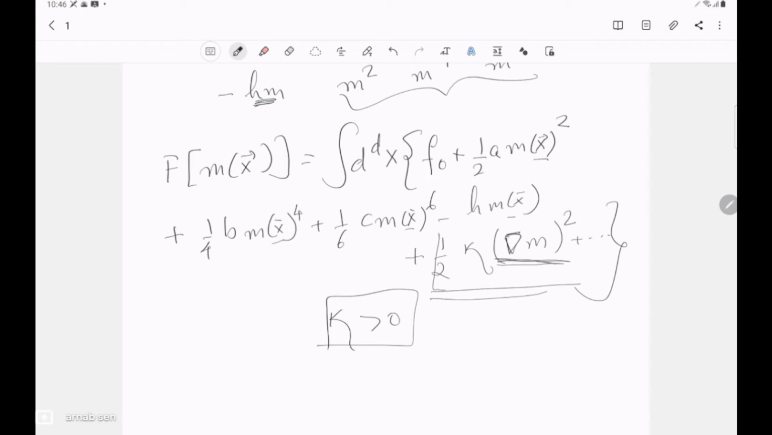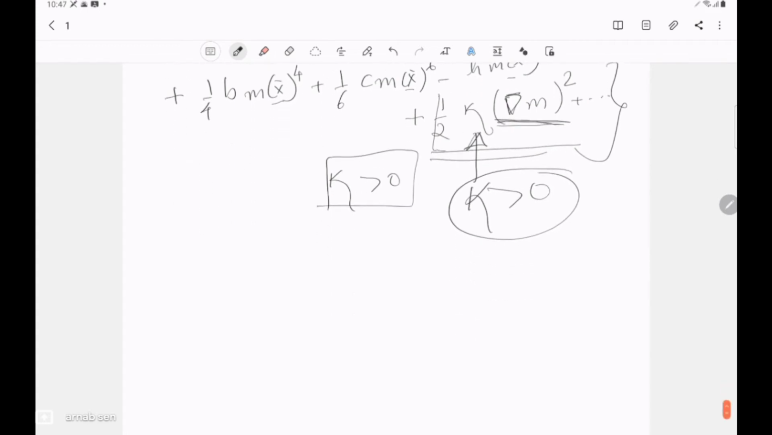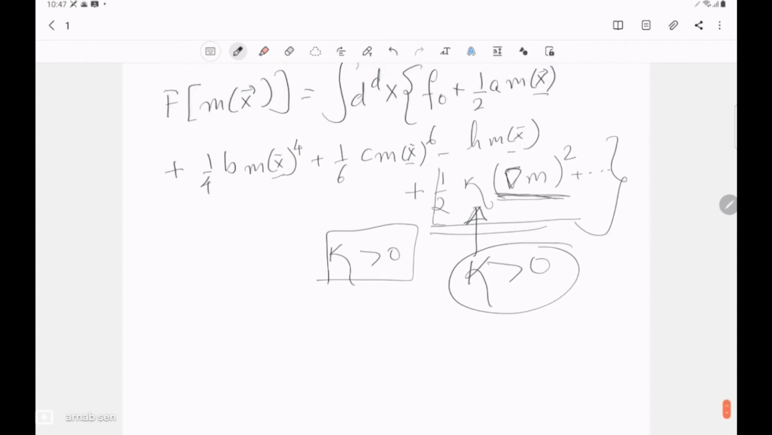Yes, sir. Okay, now comes the second part. This is kappa, and this kappa is greater than 0. I'm just asking, do you think this kind of term would lead to a small gradient of m or a large gradient of m? Suppose you just have a theory like this. Forget about all these other terms. Suppose you just have a theory like this. So this is your free energy.